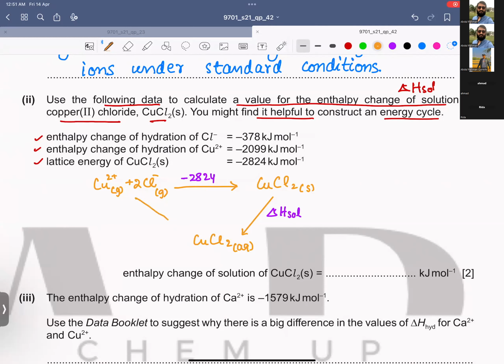And when these gaseous ions turn into copper chloride aqueous, that is the enthalpy change of hydration. And here, as gaseous copper ions are getting dissolved, its value would be minus 2099. And gaseous chloride ions are getting dissolved, and there are two chloride ions, so plus 2 times minus 378. Yes, is this cycle understandable to everyone?